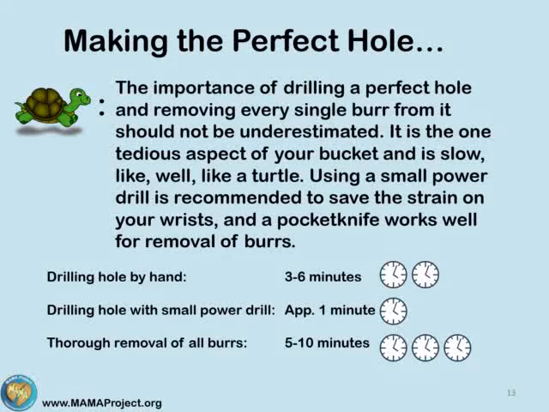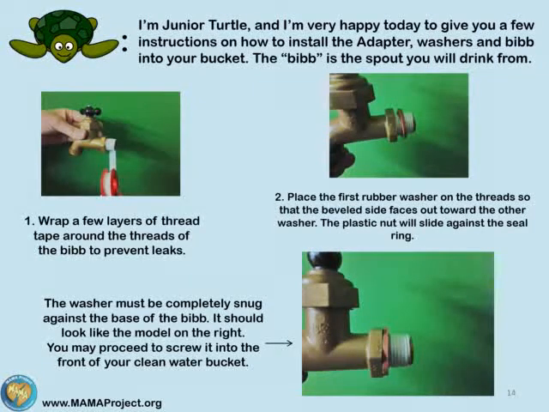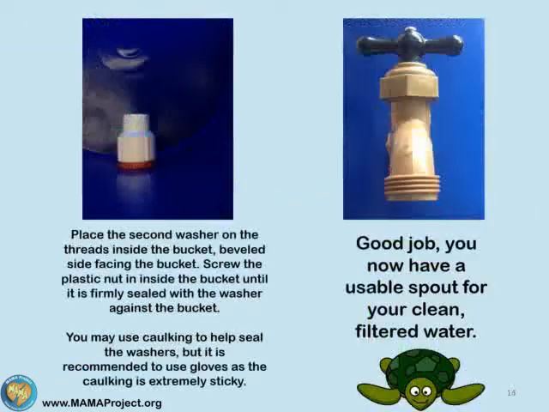So the perfect hole is tedious, but it's extremely important. So like the turtles, slow and steady wins the race. So you're going to take your hose bib, wrap it in plumber's tape, then put the washer on, and the hose bib has to be flat. A beveled one will leak. Then the washer has to be snug up against the hose bib and the tape on the side.